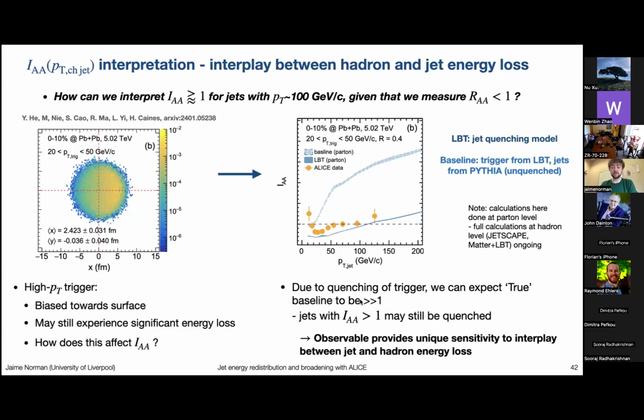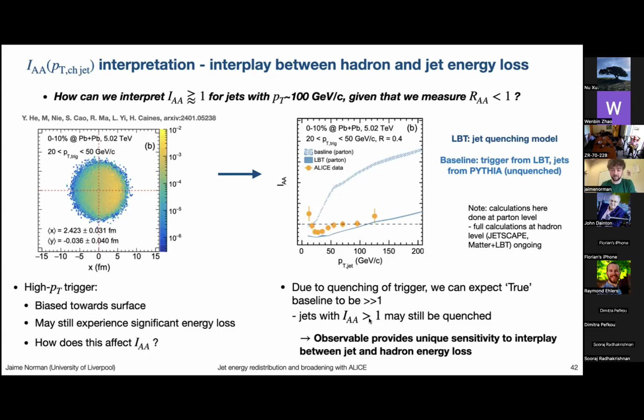And due to the quenching of this trigger, which affects the trigger spectrum in lead-lead collisions compared to the vacuum reference, we can expect the true baseline to be much larger than 1. It extends up to, okay, this is 1 here. I cut the axis off, but it extends up to 3 or 4. Which means that jets with IAA greater than 1 may still be quenched.